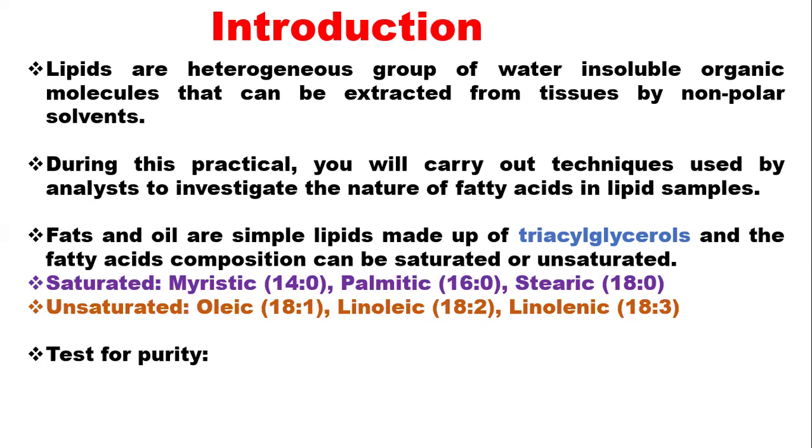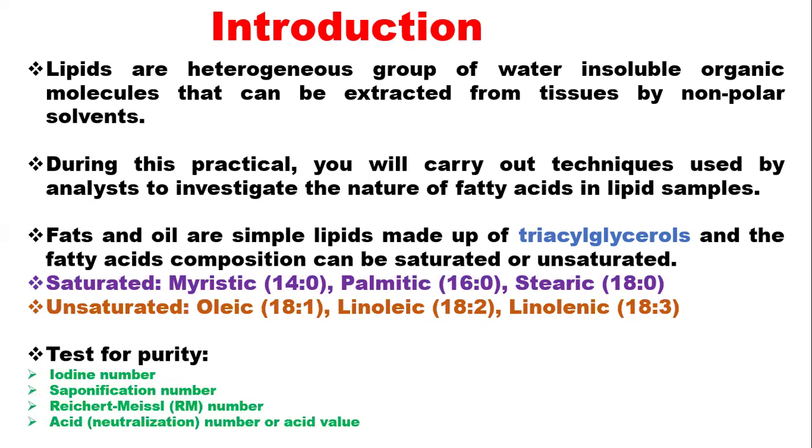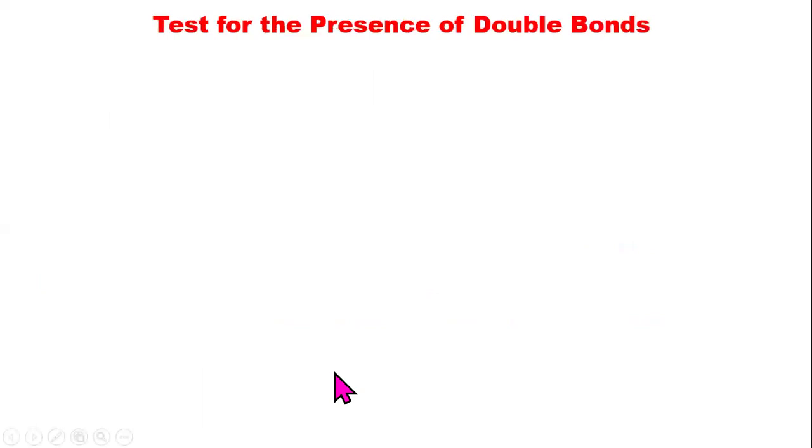We have some series of tests that can be used to check for the purity of a fatty acid. We have the iodine number, the saponification number, the Reichert-Meissl number, and the acid or neutralization number, which you call the acid value. For the purpose of this experiment, we are going to be concentrating on the acid or neutralization number, or acid value. This experiment is divided into 3 phases or stages.